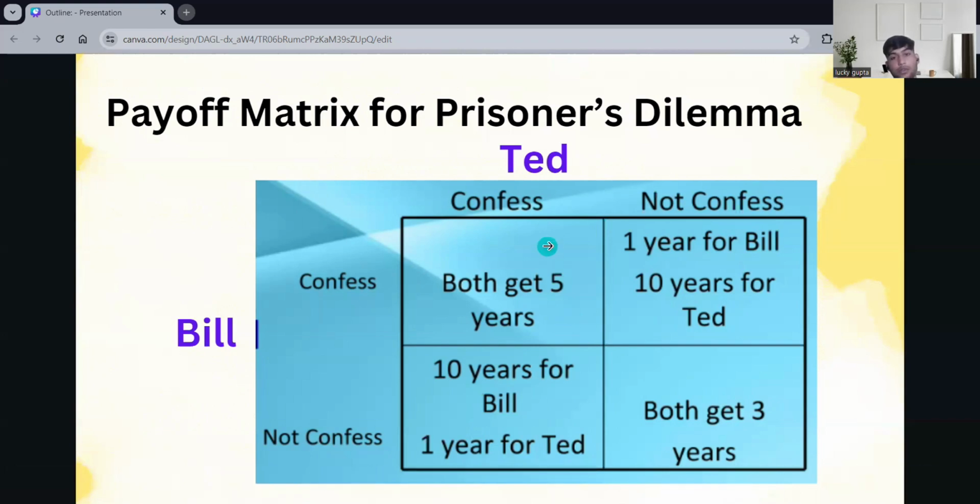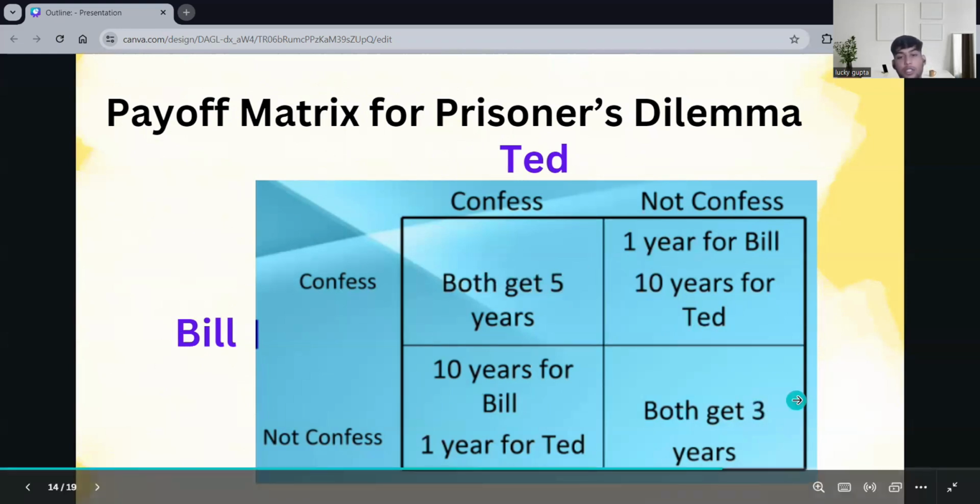What's the better option? Let's suppose the police ask Ted, so what's the option for Ted: confess or not confess? Let's suppose at this point Bill confesses. If Bill confesses, then we have to look at this row. So what should Ted choose to make his profit? Obviously, Ted will choose this, because he will get only 5 years in prison instead of 10 years. Ted will choose this. If Bill does not confess, then what will he choose?